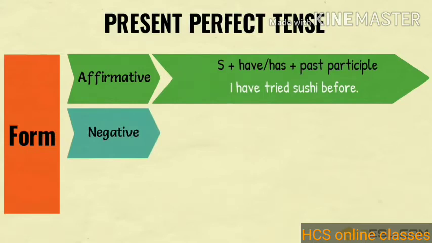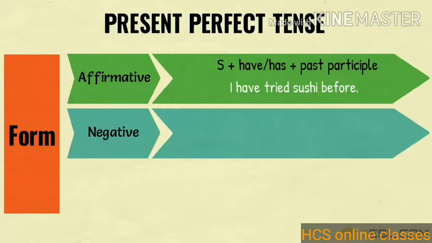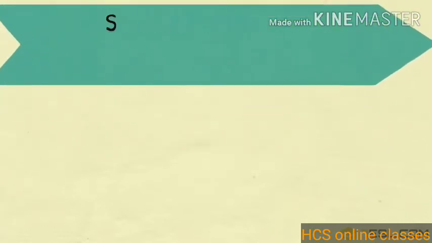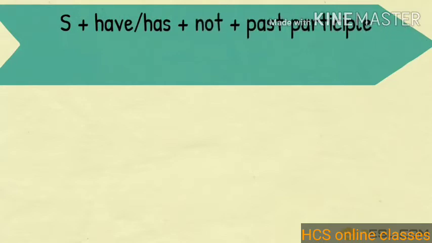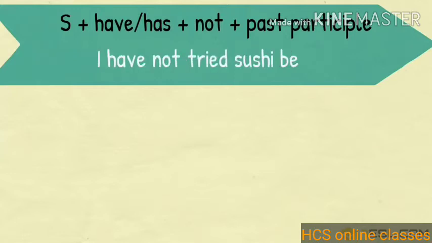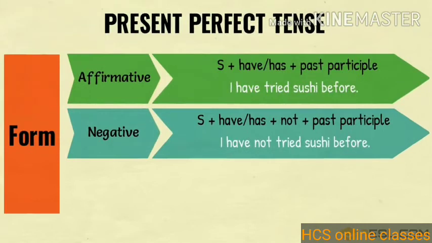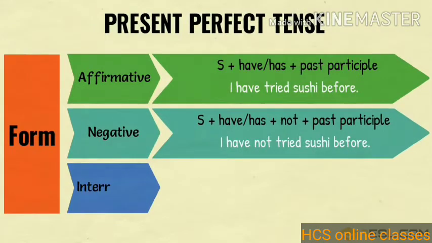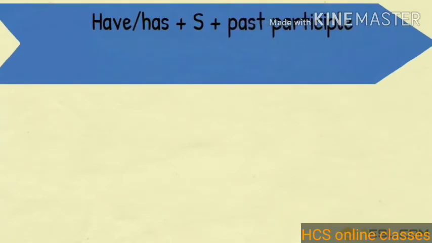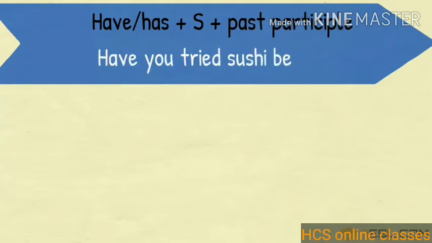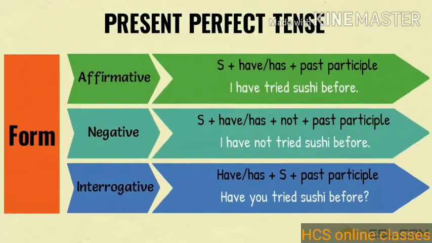For negative sentences, subject plus have or has plus not plus past participle. I have not tried sushi before. Interrogative sentences. Have or has plus subject plus past participle. That is, have you tried sushi before?